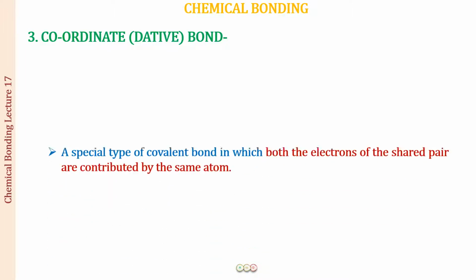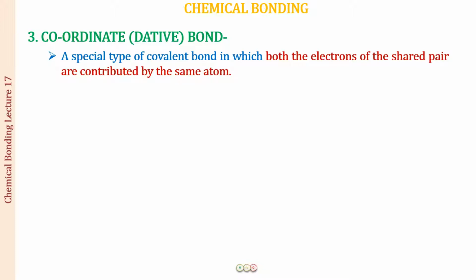There is an atom which has electrons that it can share with another atom, and then there is another atom which does not have a complete octet, and it shares those electrons. So what we get here as the definition of the coordinate bond is that this is a special type of covalent bond in which both the electrons of the shared pair are contributed by the same atom. So one atom gives all the food, and it is being shared by both the atoms.